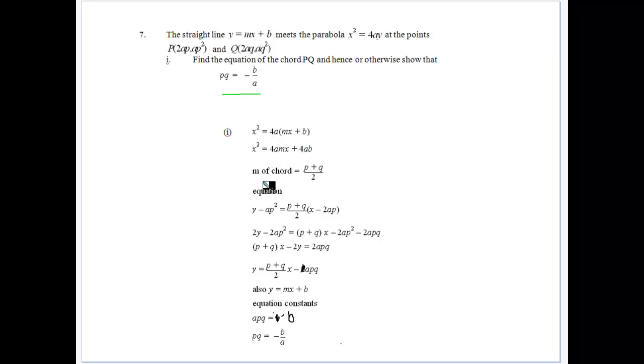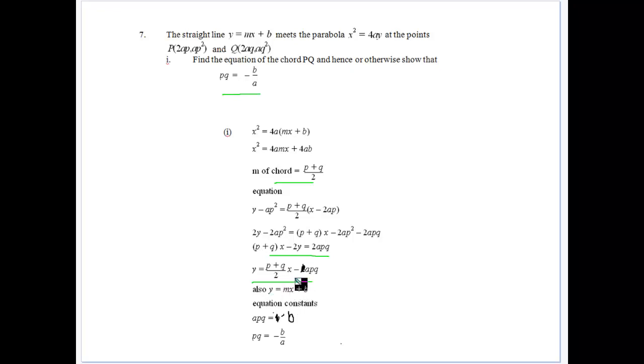We know from the PQ there, the gradient of the chord would be (p plus q) on 2. So we can find the equation of that one as we've done before, like putting in 2ap and ap squared. There's our equation of our chord. Now we know that we've got this relationship, and we can manipulate it also to get it in that form. So y is equal to that, and we also knew y is equal to mx plus b.